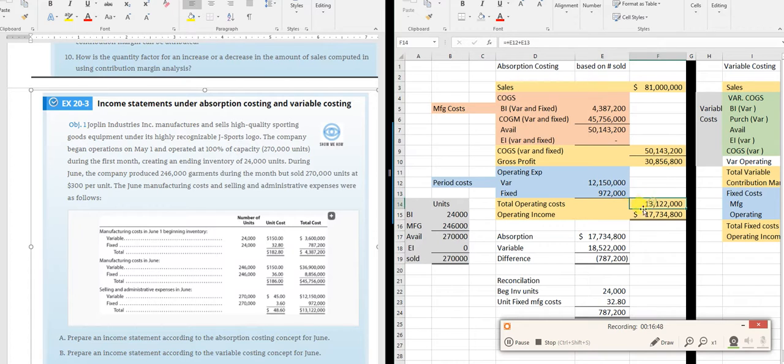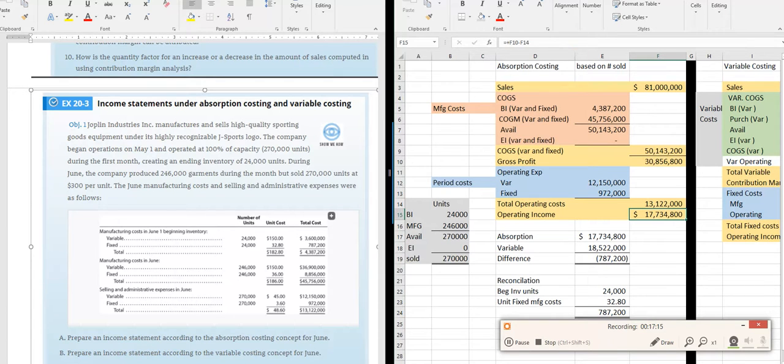13,122 plus these two, I just added these two, E12 and E13. Okay, so I added those, and so I have my operating income of 1,734,800. So sales minus cost of goods sold, which is both variable and fixed, gives us gross profit, minus my operating expenses gives me operating income, 1,733.